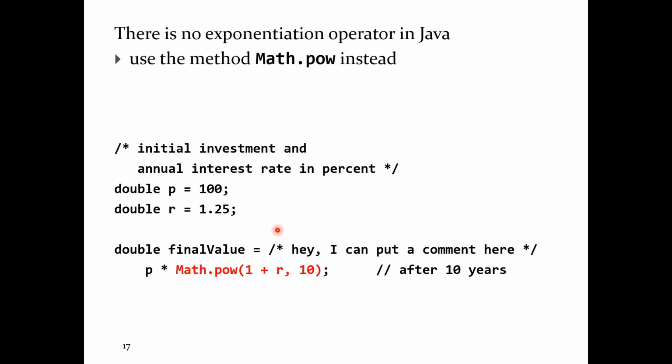Okay, so notice that in Java, I had to use this method called Math.pow to compute 1 plus r raised to the power 10. There's no exponentiation operator in Java, so you have to use this method instead. We'll be talking more about calling methods next week.